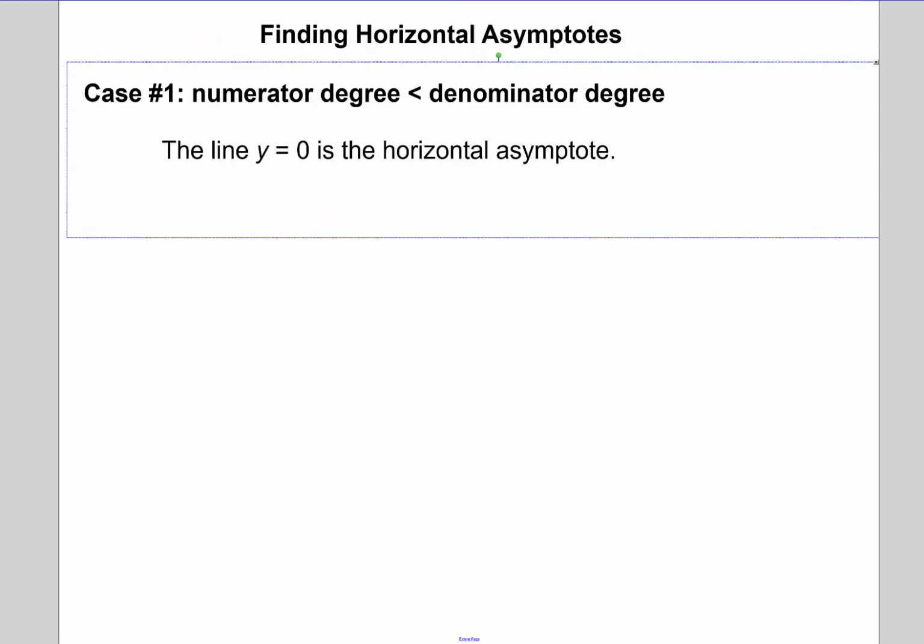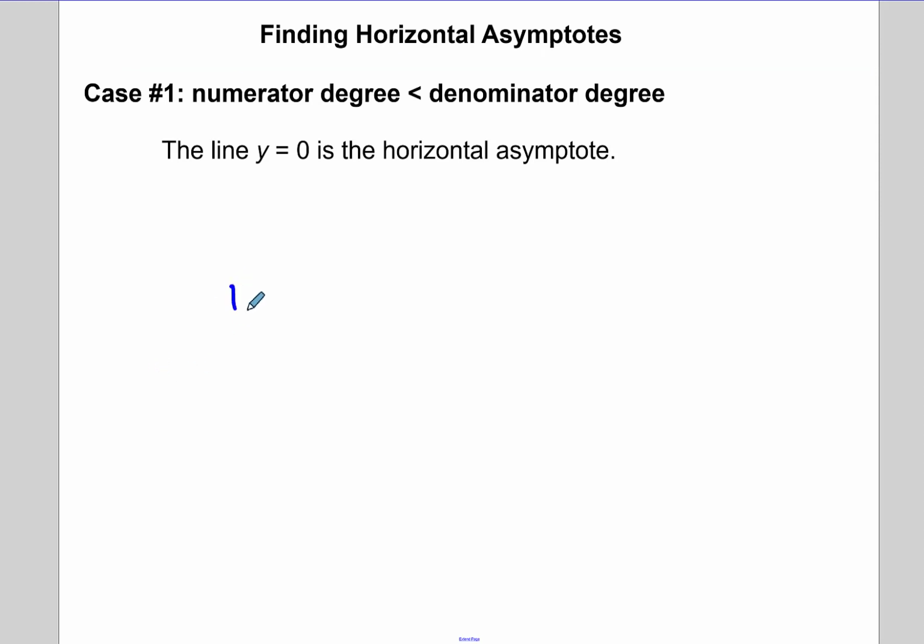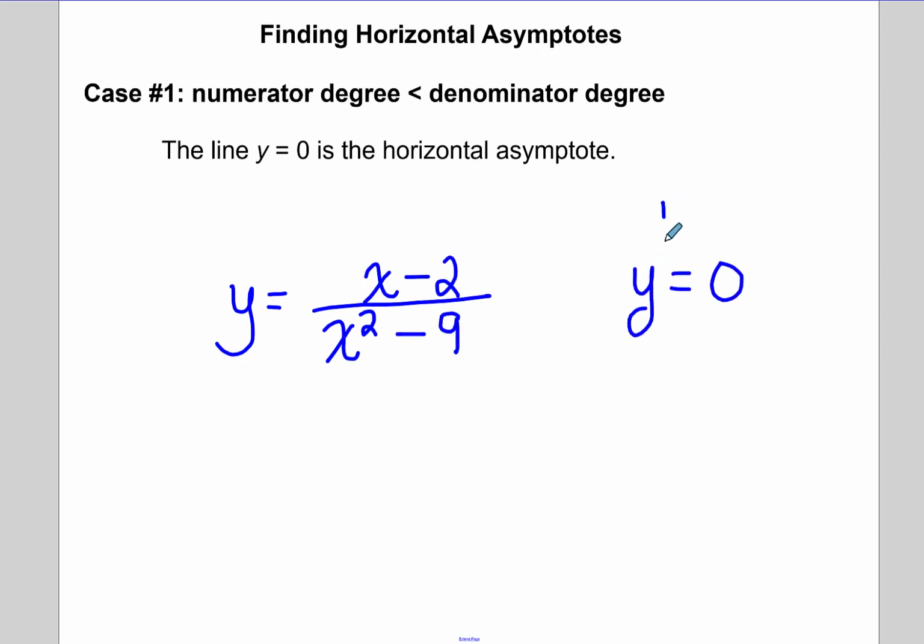Next, we're looking at how do you find a horizontal asymptote. So in Algebra 2, you learned there were 3 things you could do. In the first case, when the numerator degree is less than the degree in the denominator, then you have a horizontal asymptote at y equals 0. See, y equals 0 is my horizontal asymptote because the power in the numerator is x to the first, and it's smaller than the power in the denominator.